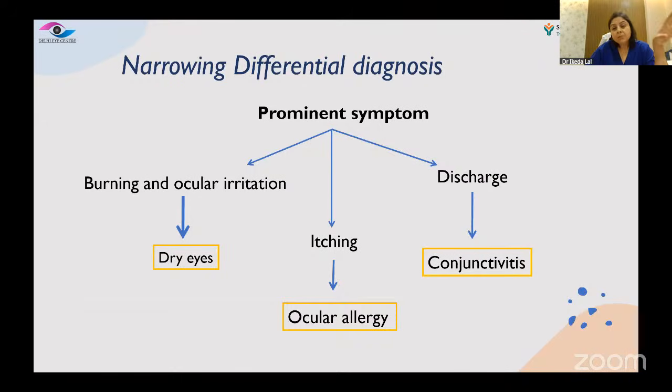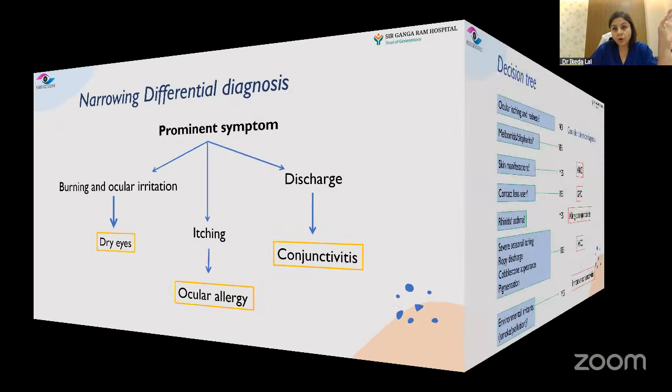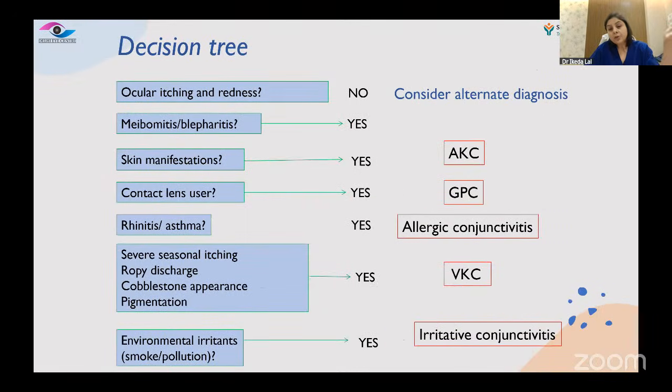If the prominent symptom is discharge and stickiness of the lids, especially if it's unilateral to begin with, we are probably looking at conjunctivitis. And if the predominant symptom is itching and eye rubbing, especially if it is recurrent, we are probably looking at ocular allergy. So before we even examine, these are some of the symptoms that we can ask for. And again, to narrow down the differential diagnosis, if the patient doesn't have ocular itching and redness, it is unlikely to be ocular allergy.